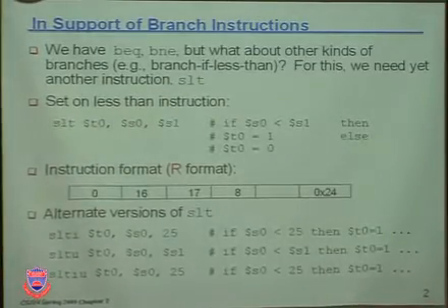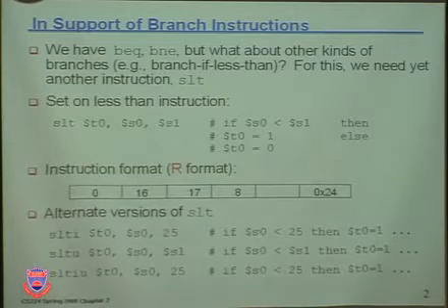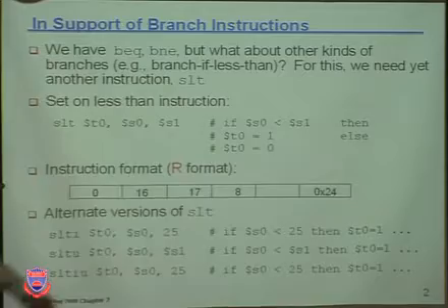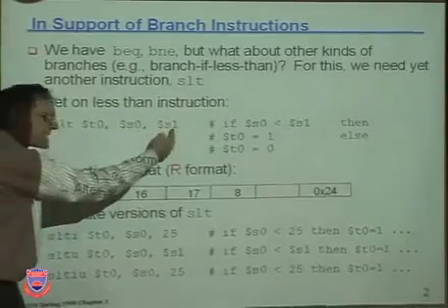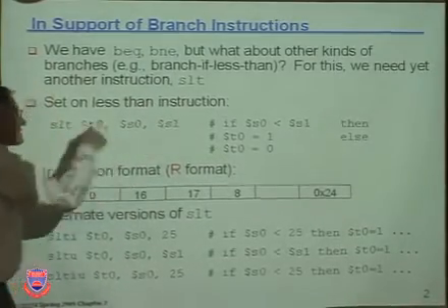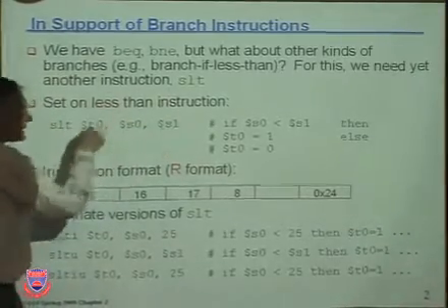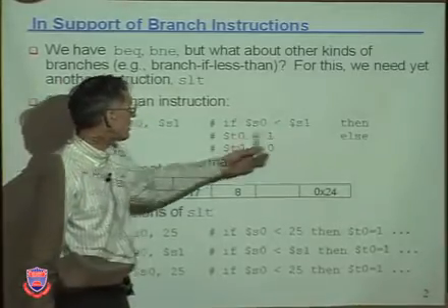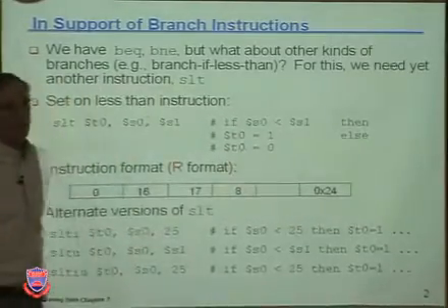We've made a choice here in architectural design to keep the common case fast and let the uncommon cases be slow. So look at how this set less than works. Here are 2 registers, and if this one is less than this one in value, we set this. If this one is not less than this one, we clear this. So let's read it. If S0 is less than S1, then set T0 to 1, else clear T0 to 0.